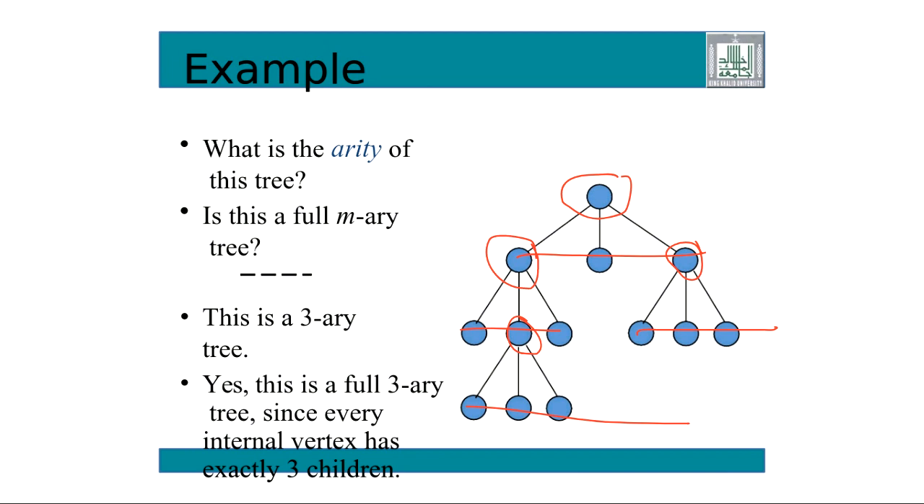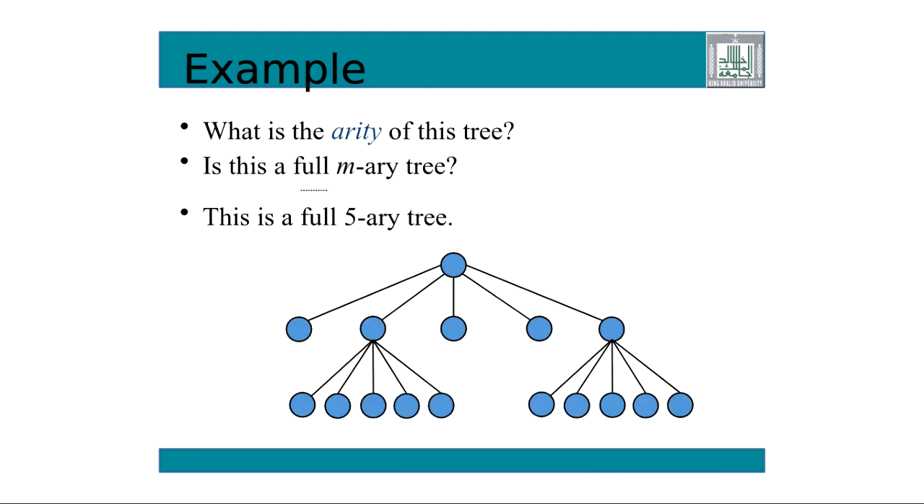Okay, then coming to the 5-ary tree. That means each parent has 5 children. 1, 2, 3, 4, 5. Okay, these 5 children. And for this parent, we have 5 children. 1, 2, 3, 4, 5. These are 5 children. See, like that. Depending on the children, we can consider which type of tree this is.